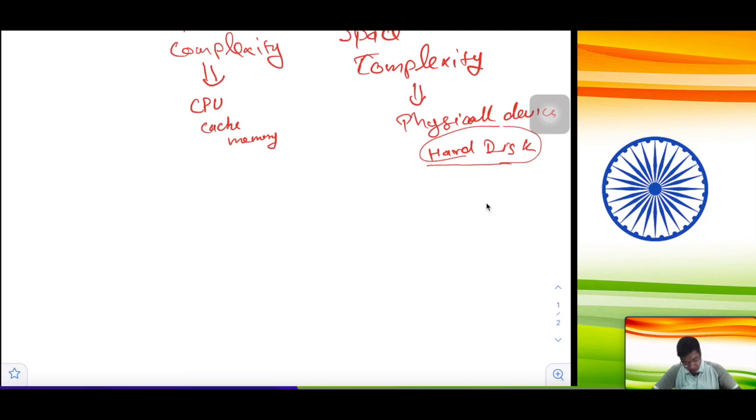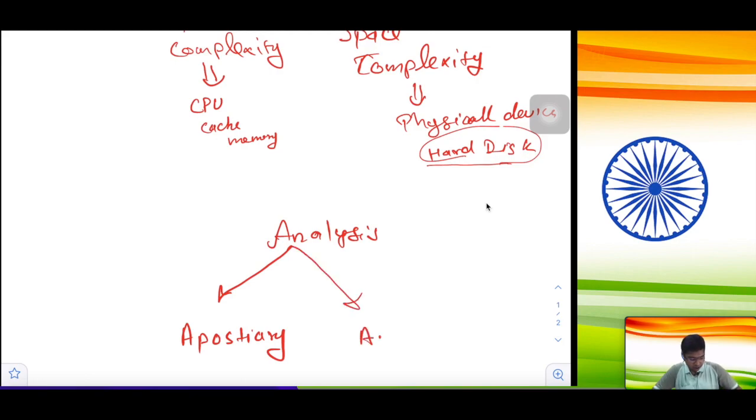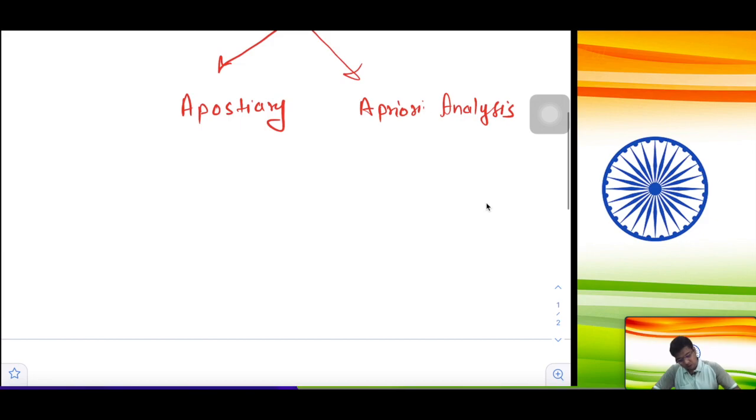Now we are going to discuss the analysis types. The first is posteriori analysis, and the second is priori analysis. So now we have to discuss these two analysis types. I am talking about the posteriori first.